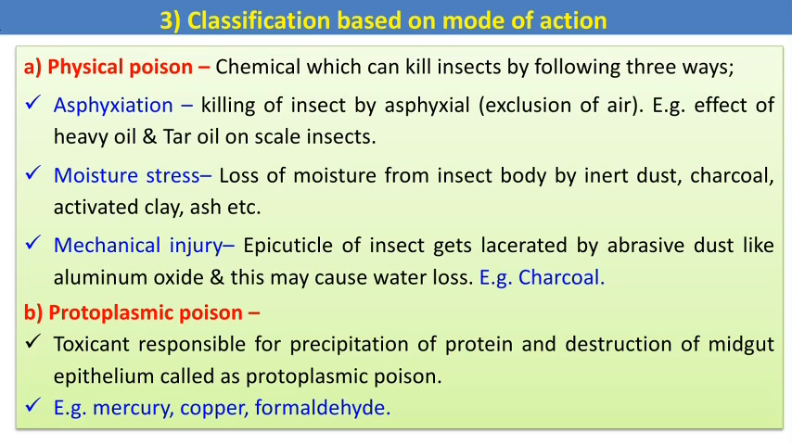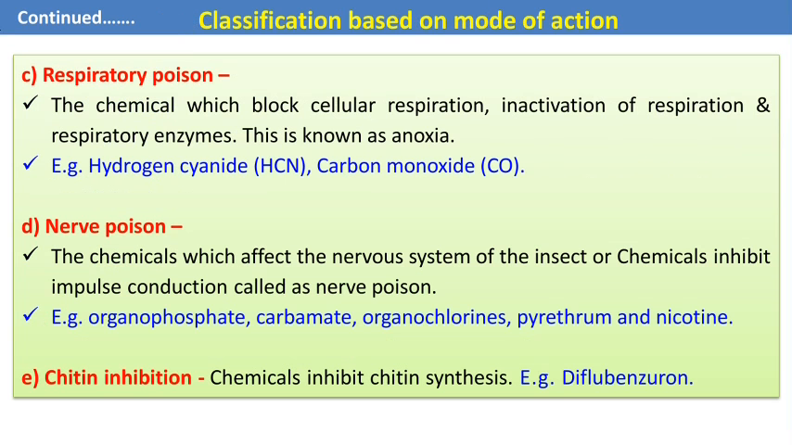Then protoplasmic poisons are toxic and responsible for the precipitation of protein and destruction of midgut epithelium. Examples are mercury, copper, and formaldehyde. Next category is respiratory poison. The chemical blocks cellular respiration, with inactivation of respiratory enzymes, that is anoxia. Examples are hydrogen cyanide and carbon monoxide, which act as respiratory poisons.